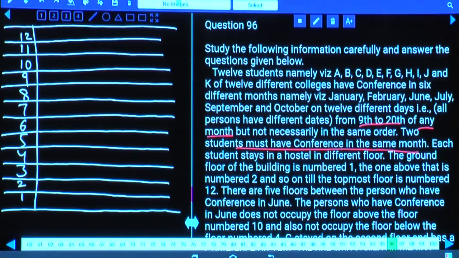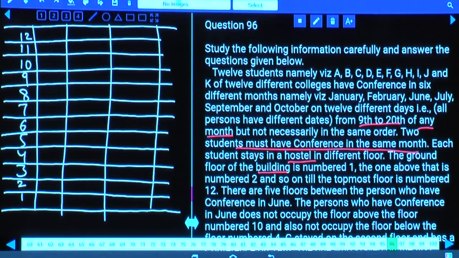Each student stays in a hostel on a different floor. The ground floor is building number 1 and so on. Now we need to identify what? We need to identify the date, person and the month as well. There are 3 components we need to identify in this. Regarding the person, and the next one is the dates, and finally the months.